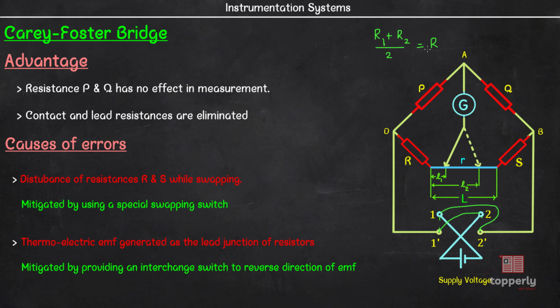This works because the thermoelectric EMF generated in one case will be equal and opposite to that generated in the next case, and therefore by taking the average they will cancel out. So by using an interchange switch, the effect of thermoelectric EMF is compensated.